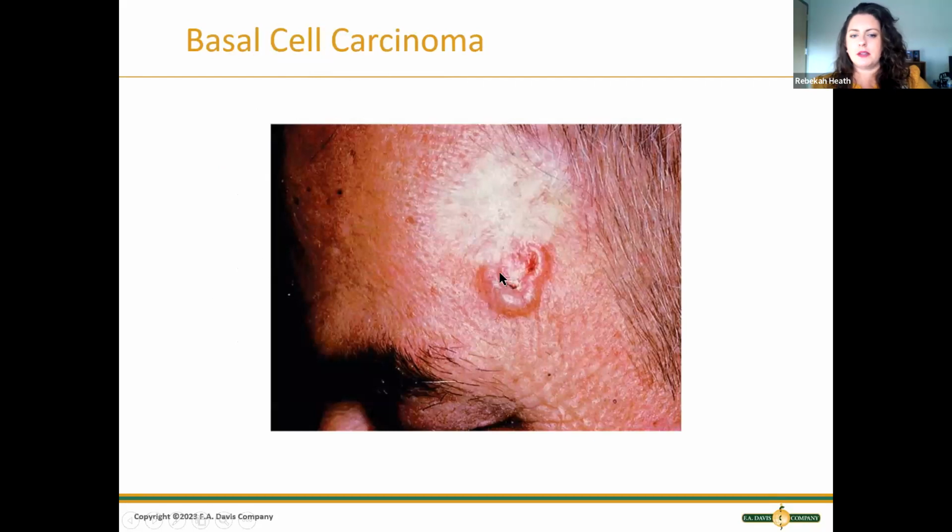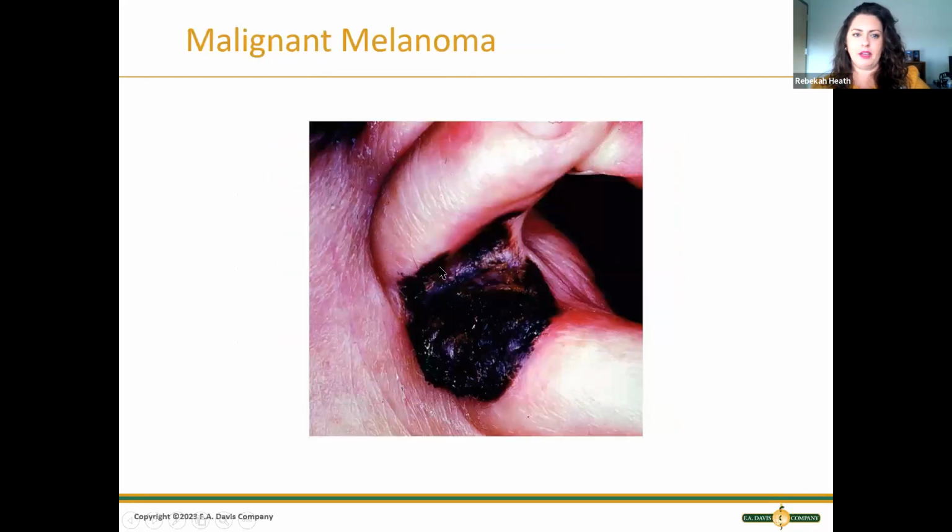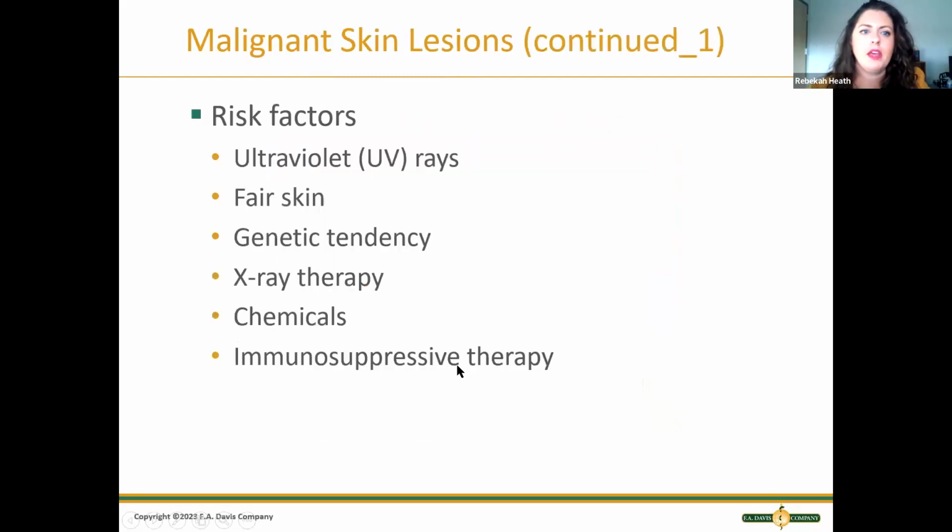So here you can see a picture of basal cell carcinoma. That's on somebody's forehead. Here's squamous cell. Here's a malignant melanoma. I think that's a toe in between there. I'm not really sure what we're looking at.